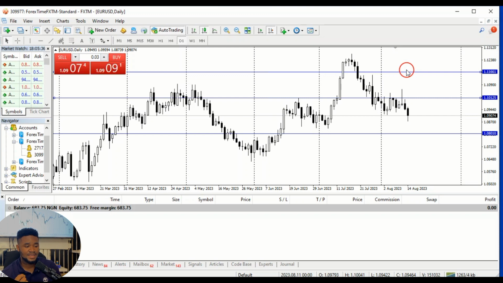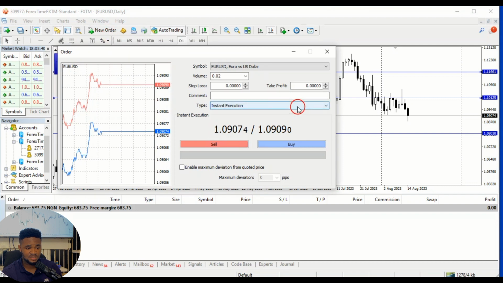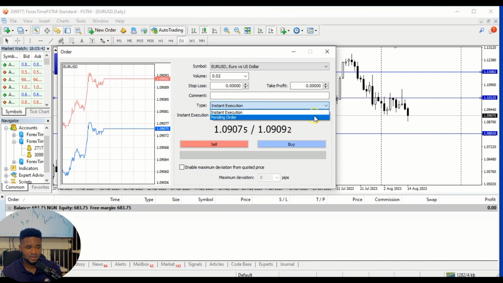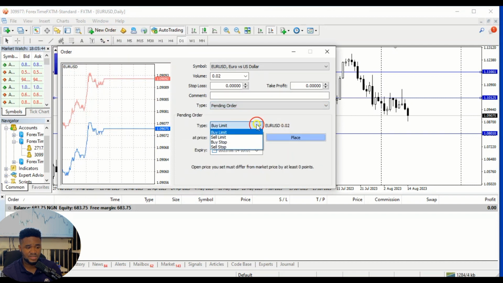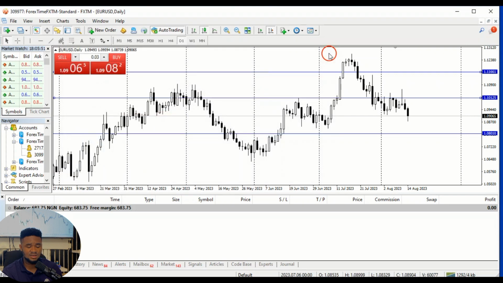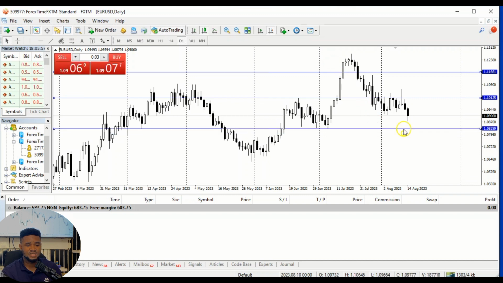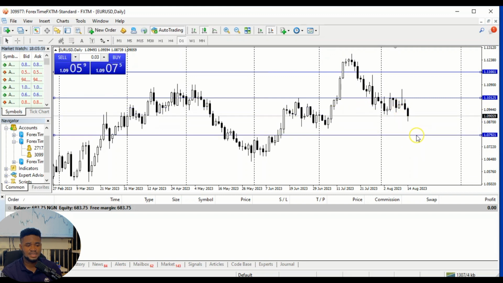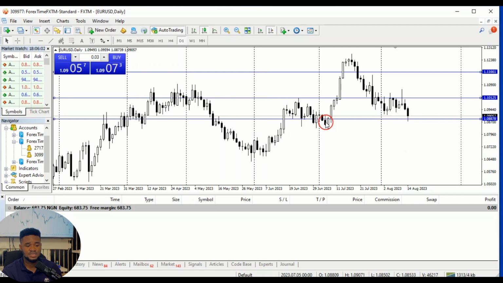Then the buy stop and the sell stop. This is a limit order. This is the pending order. We have the buy limit and sell limit. This is how you use the buy limit and sell limit. Then the buy stop and sell stop are not exactly the same as the sell limit and buy limit. They are usually used by breakout traders. Let's say now I believe that this market is going to break out at this level. It's going to break beyond this level. So what I'll do, I'll place a sell stop.